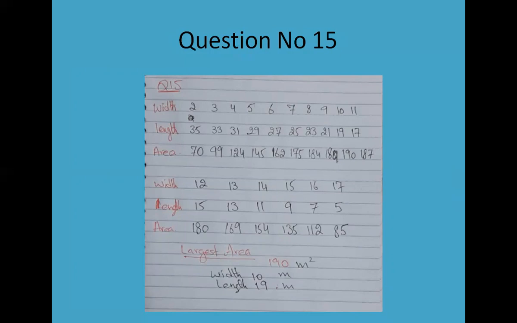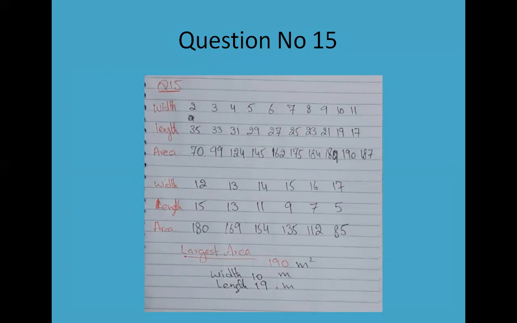So 4 multiplied by 31, 124 will be the area. Now 5 panels on one side and 5 panels on the other side, so these are 10 panels. From 39, I will subtract 10, so I will have 29. So 5 multiplied by 29 will give you 145. 6 panels on one side, 6 panels on the other side, so you will have 12 panels on the sides. The total panels available are 39, so the length will be 39 minus 12. You get 27. Multiply 6 with 27, you get 162.